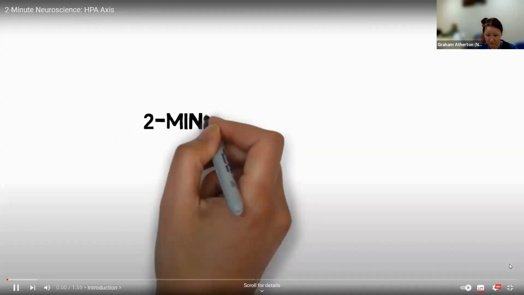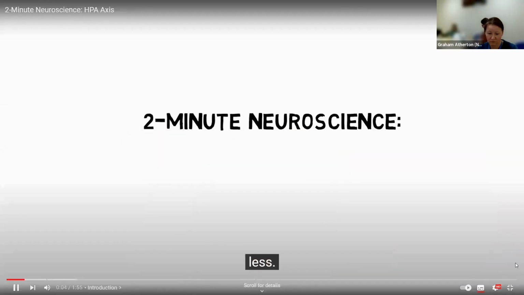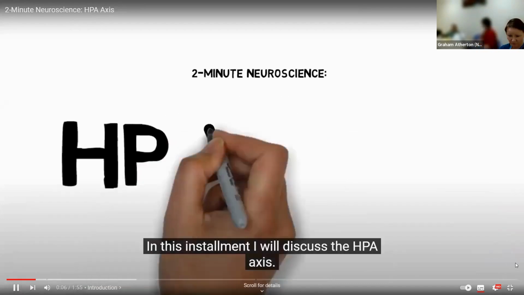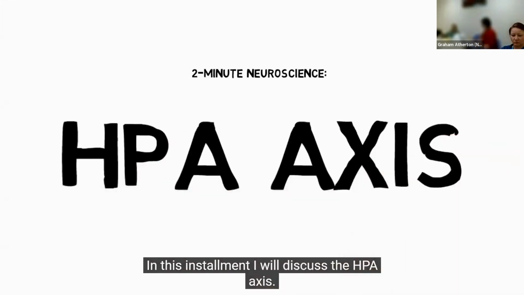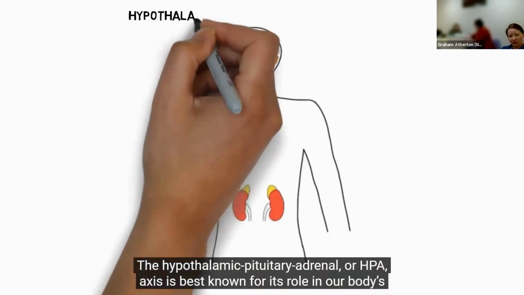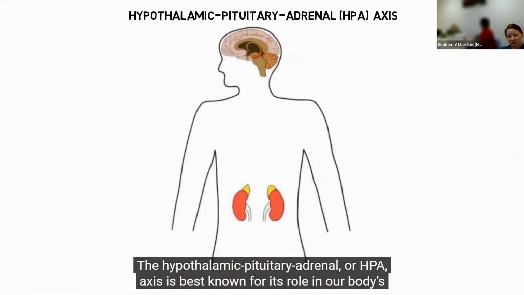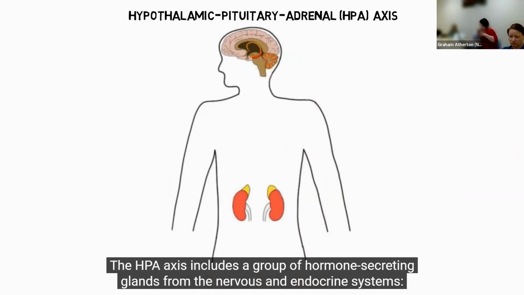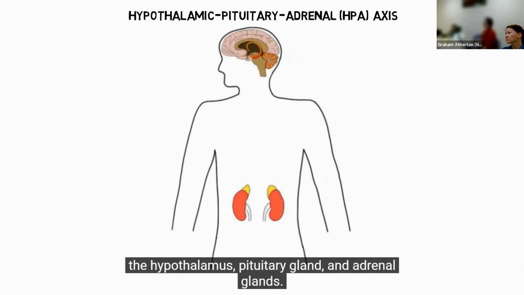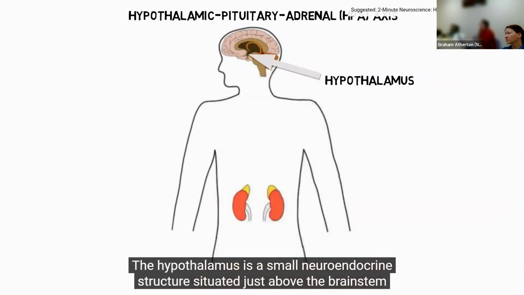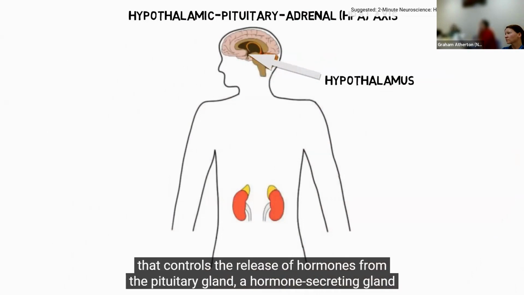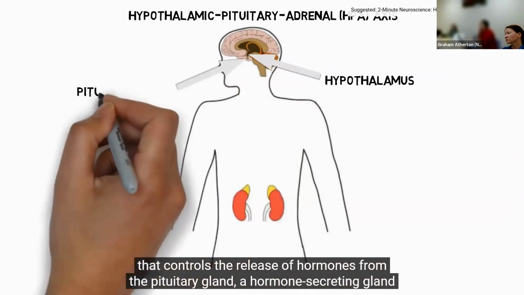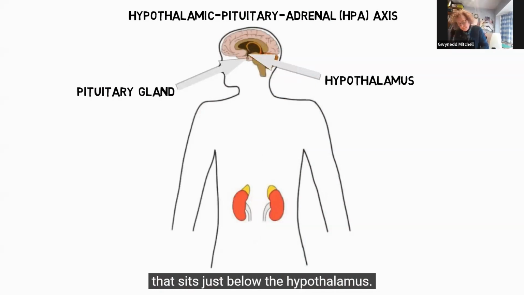Welcome to 2-Minute Neuroscience, where I explain neuroscience topics in 2 minutes or less. In this installment, I'll discuss the HPA axis. The hypothalamic pituitary adrenal, or HPA, axis is best known for its role in our body's reaction to stress. The HPA axis includes a group of hormone-secreting glands from the nervous and endocrine systems: the hypothalamus, pituitary gland, and adrenal glands. The hypothalamus is a small neuroendocrine structure situated just above the brainstem that controls the release of hormones from the pituitary gland, a hormone-secreting gland that sits just below the hypothalamus.